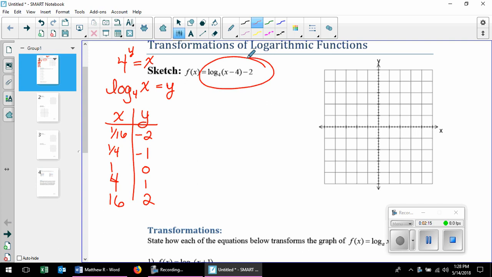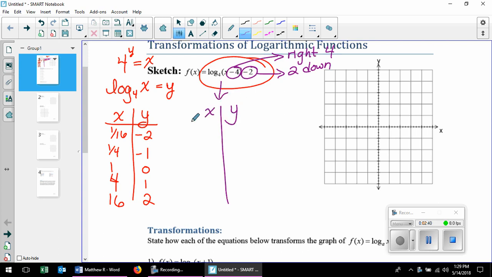This is our basic log graph. So if we have these transformations, what does x minus 4 tell us to do? Where are we going? We're going to the right 4 units, and the -2 tells us 2 units down, yes. So when we do this table, all we're going to do is look at our original table. Mathematically speaking, we are going to add 4 to the x's, and on the y's, we're going to subtract 2.